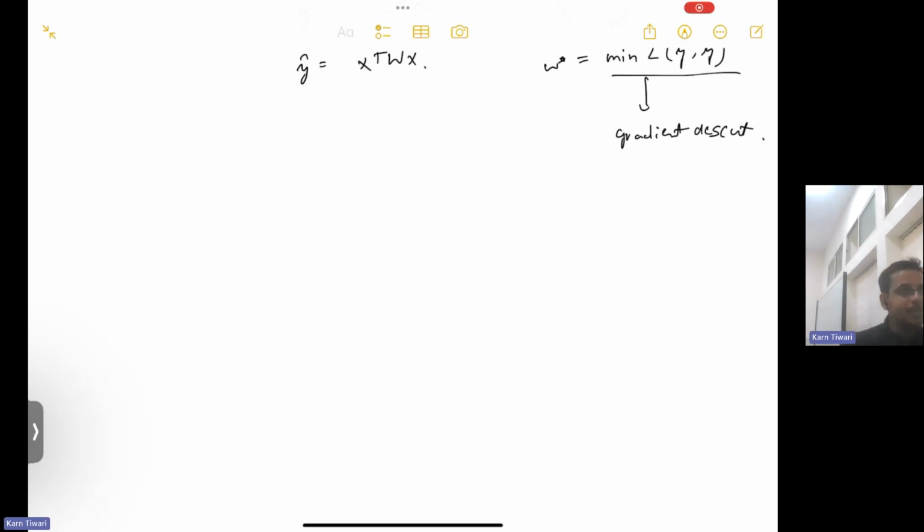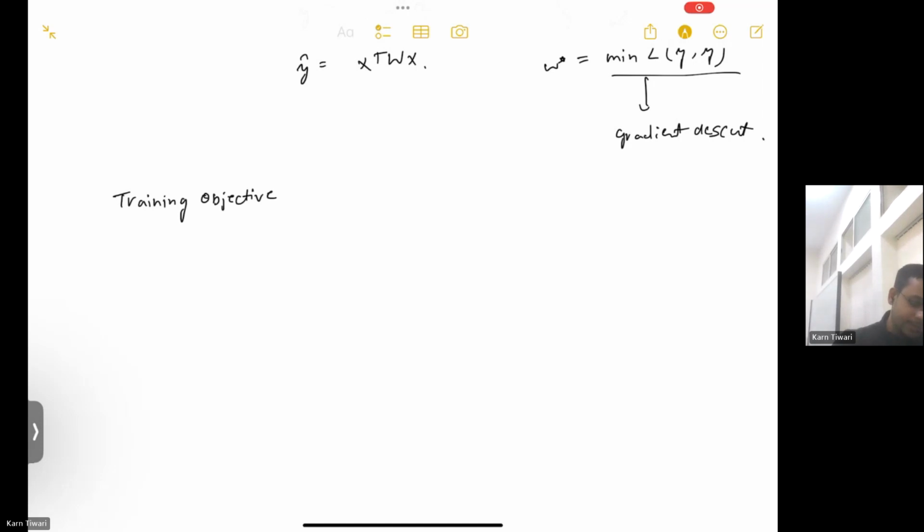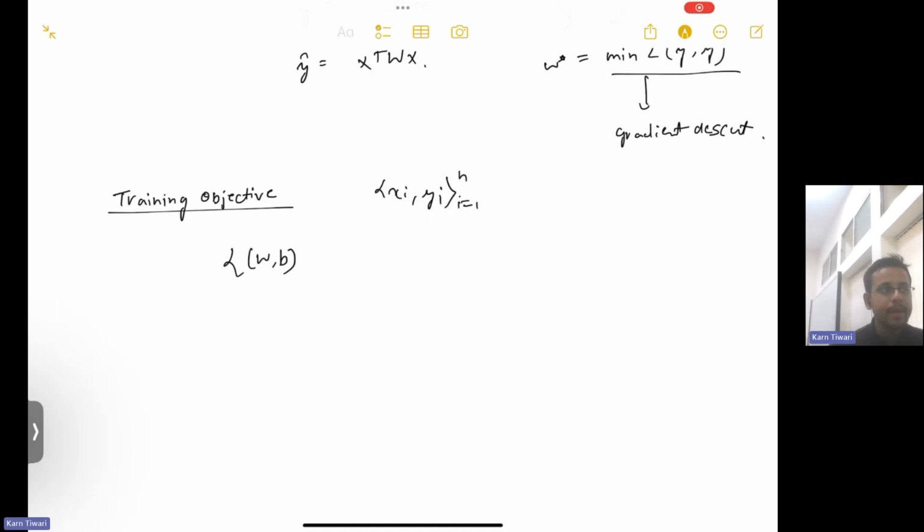So let's set up the problem: what is our objective? Let's take an example for that. We have a training objective. We have been presented with the data xi, yi, where i is ranging from 1 to n. We want to find weights w, b which minimize the loss.